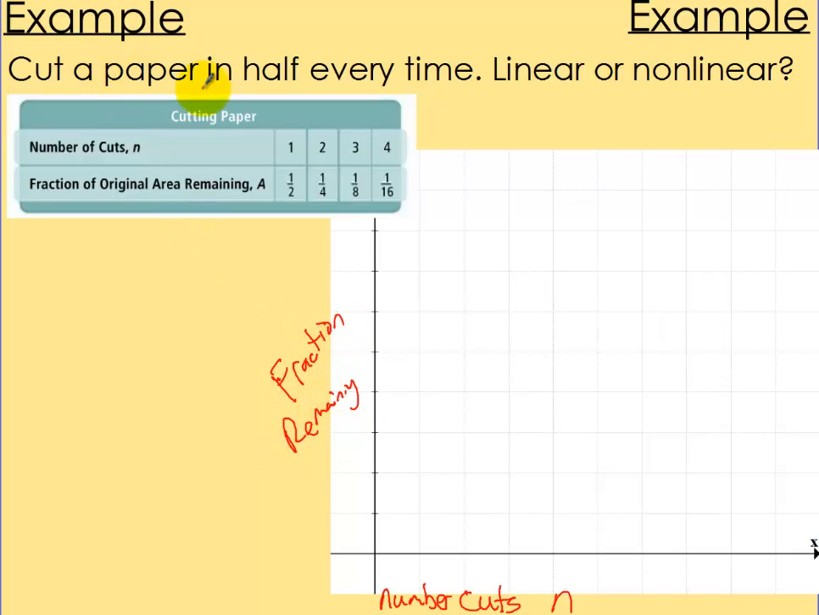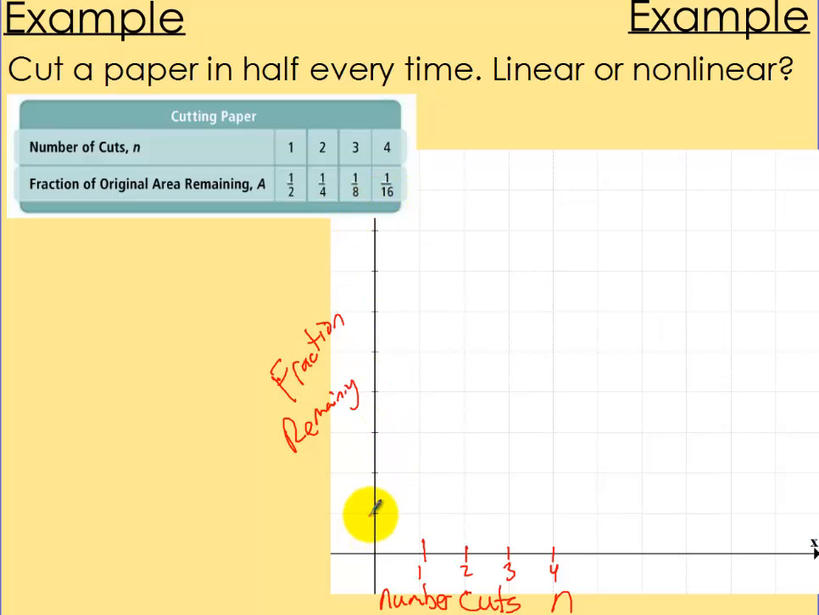So you're cutting a paper in half every time. And how much paper is left? Well, let's count this up. So it's going to be 1, 2, 3, 4. So every cut. And, well, look how this is growing. This is starting at 1/2. And then you get to 1/4 and 1/8 and 1/16. It's actually getting smaller. But they're all fractions. They're fractions that are less than 1/2, but it's between 1/2 and 0.